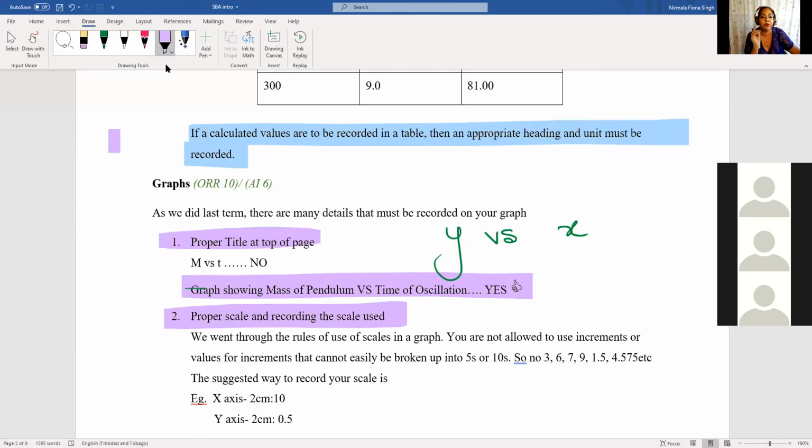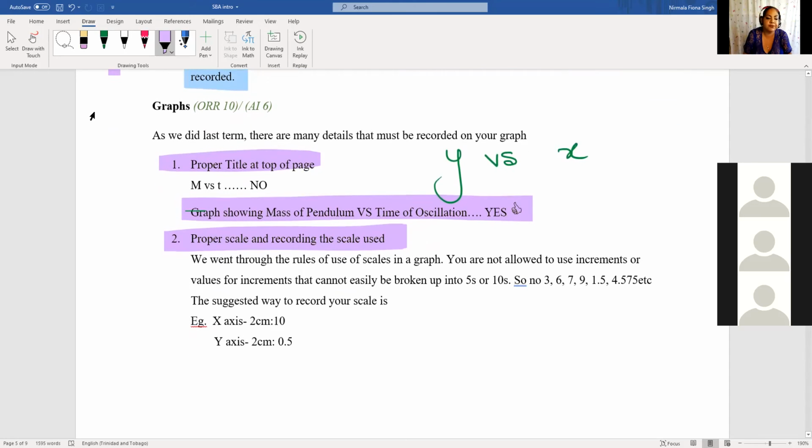Next, proper scales and recording of the scale used. If you use a proper scale, you get a mark. If you record your scale, as in write it down on the page, you get a mark. We went through the rules of use of scales in the graph.